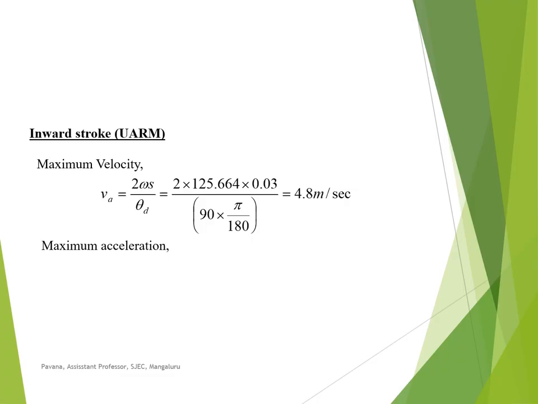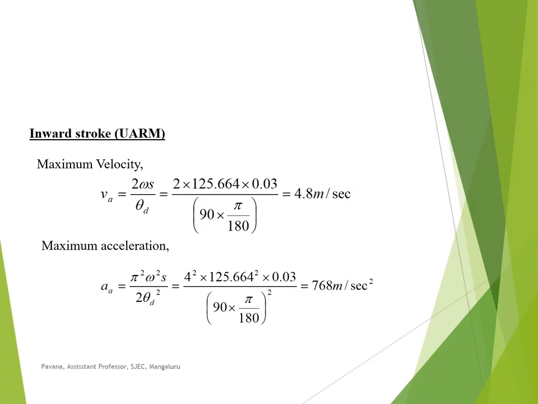Next, maximum acceleration. The formula is pi square omega square S by 2 theta D square. Substitute all the values, again the same thing. It is 768 meter per second square. This is how you calculate the maximum velocity and maximum acceleration for inward stroke when it is UARM.